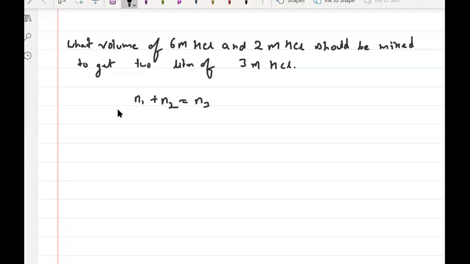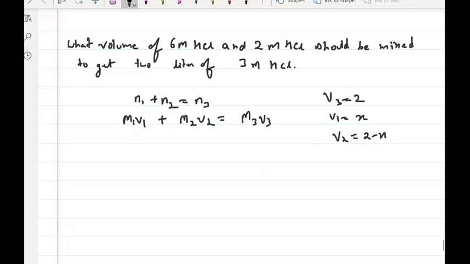Right, guys? So what is N1? N1 is M1 into V1, N2 is M2 into V2, and N3 is M3 into V3. Now it is given that V3 is equal to 2. If we take V1 as X, what would V2 be? The sum of these two is equal to 2, so V2 should be 2 minus X. It is a linear equation in one variable. So it will be 6 into X plus 2 into (2 minus X) equals 3 into 2. You can solve this and get the value of X.